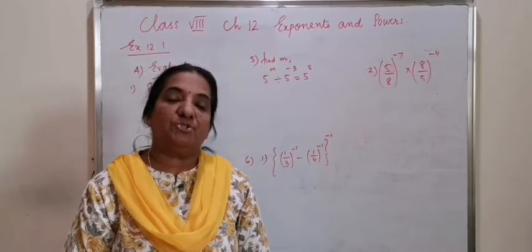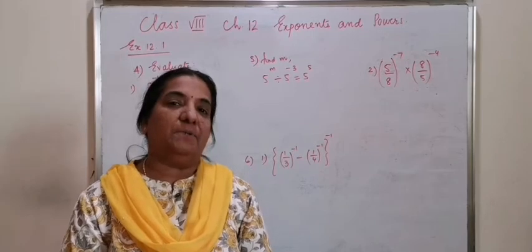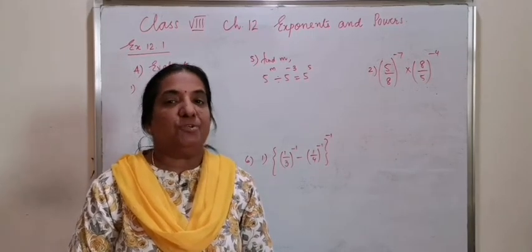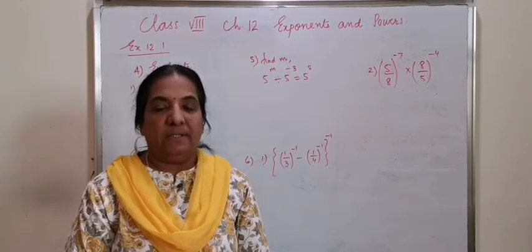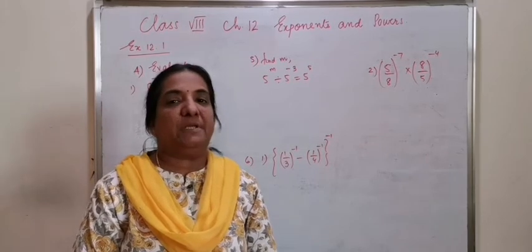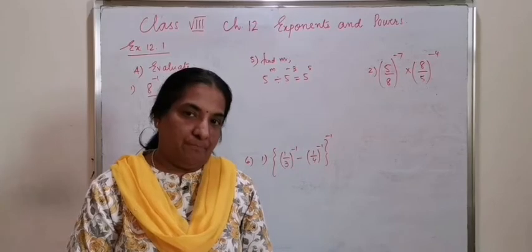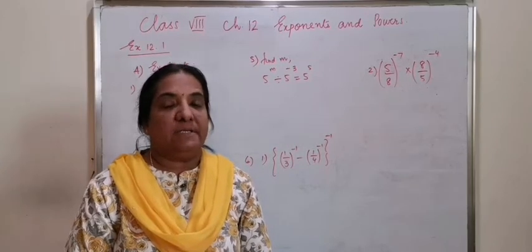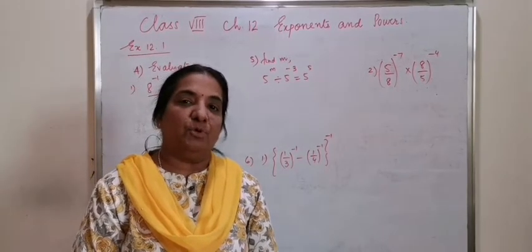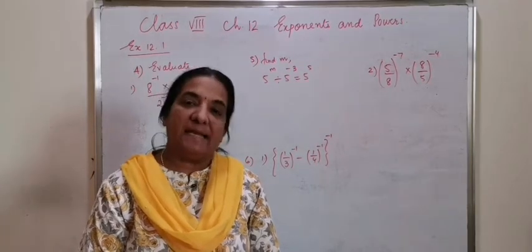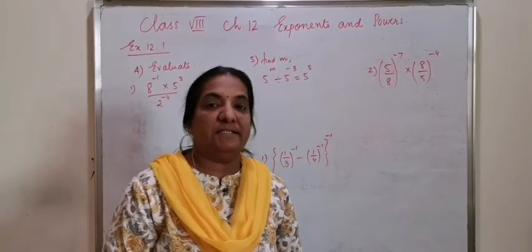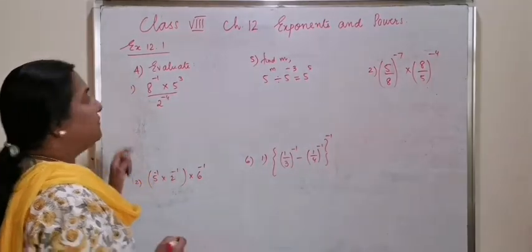a raised to m to the power of n is equal to a raised to mn. a to the power of 0 is equal to 1. a raised to m into b raised to m is equal to a into b to the power of m. This law is very well satisfied with both positive exponents as well as negative exponents. Let's continue with question number 4.